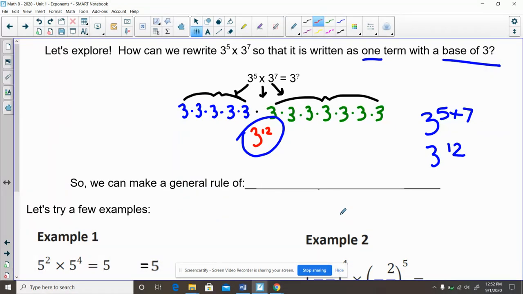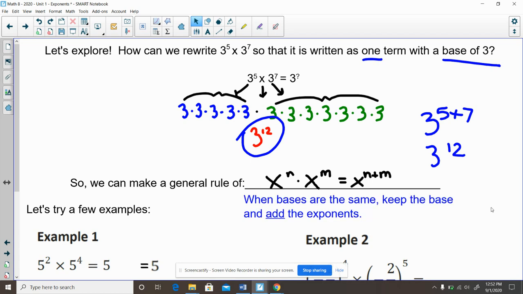Okay, so our product of powers law is going to say that you're going to take anything that has the same base being multiplied, you keep the base, and you add the exponents. This is using variables to represent the rule, but you can also say it in words: when bases are the same, meaning this is a 3 and that is also a 3. So you can't do this if this is a 3 and that's a 5. They need to be the same base. You keep the base and you add the exponents.